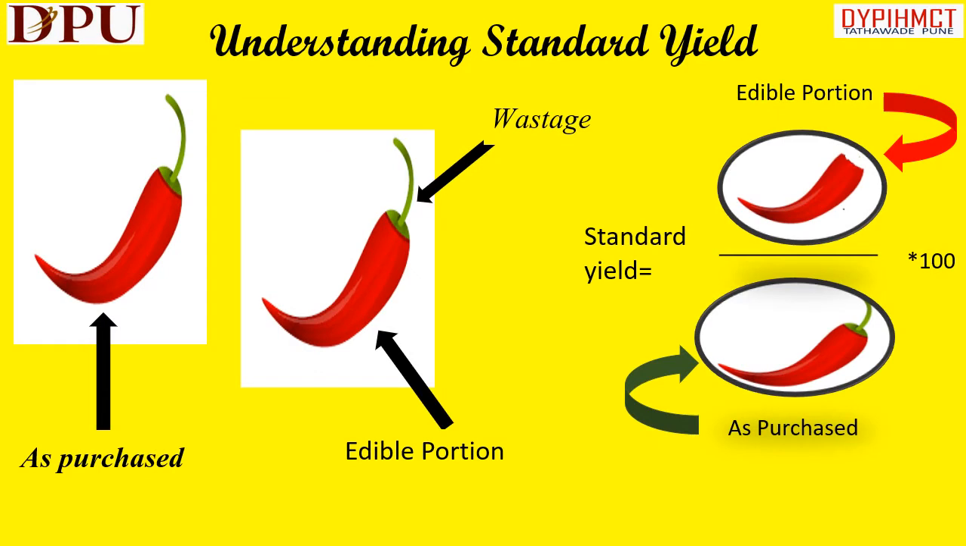We shall now understand the standard yield with an example. We shall take an example of chili. In the second image, we can see that the stem of the chili is the wastage, and the lower part is the edible portion. However, the whole chili is considered as the purchased commodity, or item. So, as per the formula, standard yield is calculated as edible part of chili, divided by as purchased chili from market, into 100. This way, we can understand how the standard yield concept works.